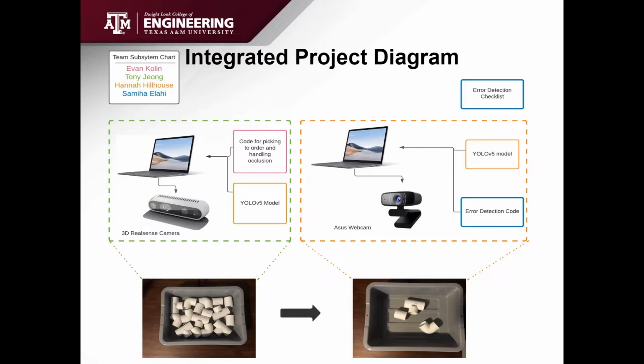The same model is located on the 2D camera, but additionally it has error detection code, which makes sure at this point, now that the order has been received, I'm going to double check that I have in fact gotten the pieces that I said that I wanted. The error detection checklist on the top right, you can see, is outside of the code, and it is simply looking for, if we run into this error, what are the steps that we take to solve it?